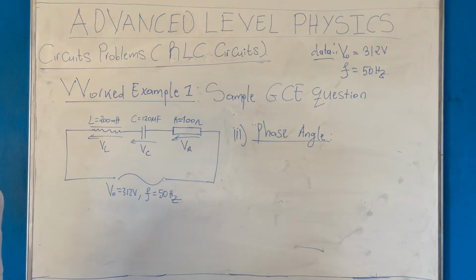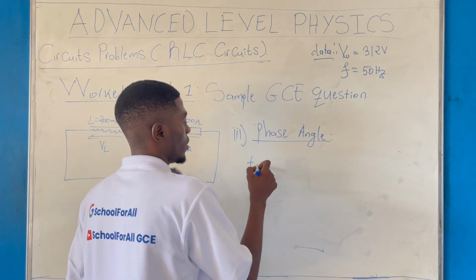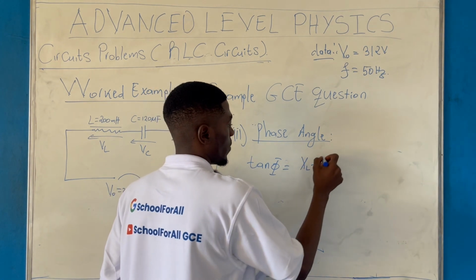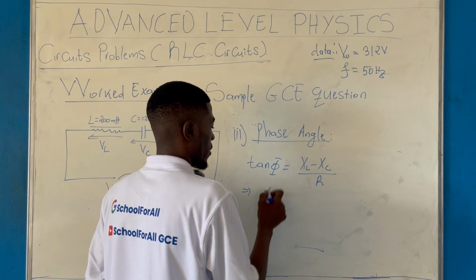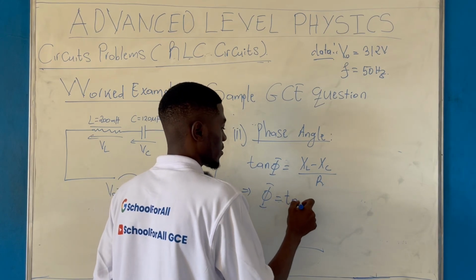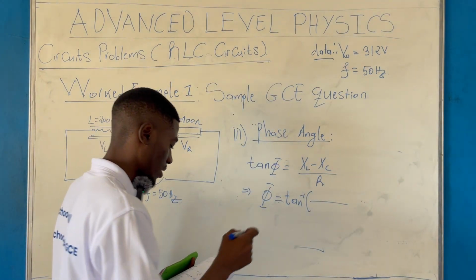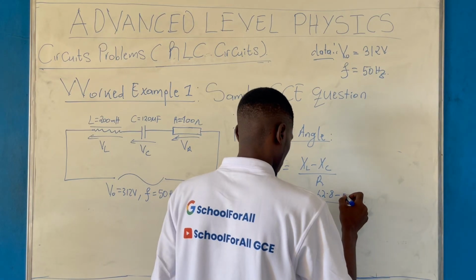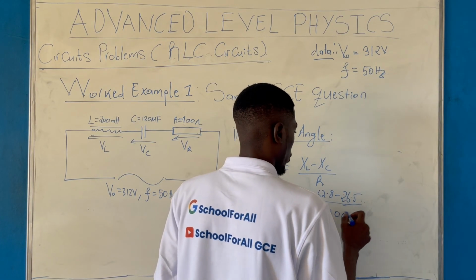Okay, we are asked to calculate the phase angle, same as the phase difference. We all know from the formula that tan phi is simply equal to XL minus XC all over R. This implies phi is equal to tan inverse of XL minus XC, which we already calculated. It gave us 62.8 minus 26.5, all divided by 100.